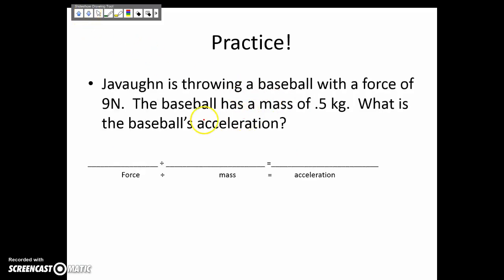All right, now we're looking at this next one. What is the baseball's acceleration? For this one, we want the formula force divided by mass. So we're going to plug our numbers in. The force that he threw with is 9 newtons. The baseball has a mass of 0.5 kilograms. All right, that looks a little better.